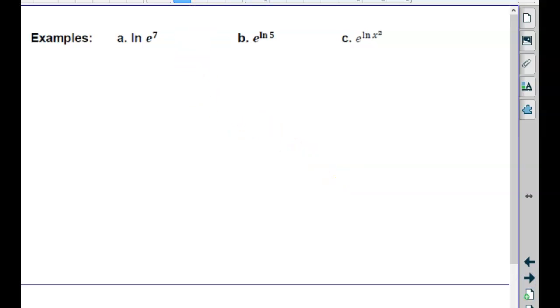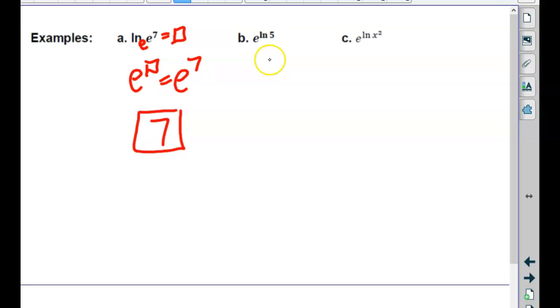All right, so what's happening here? ln and e undo each other, so the answer is, or if you think of this as base e, the answer would be e to something equals e to the 7th, so it's just 7. All right, part B, anybody? 5. Part C, it's just an x squared.